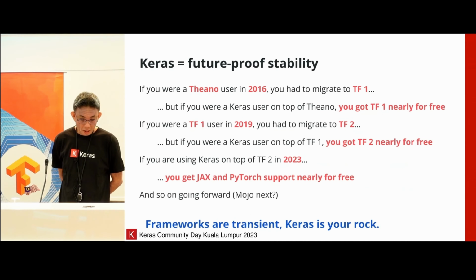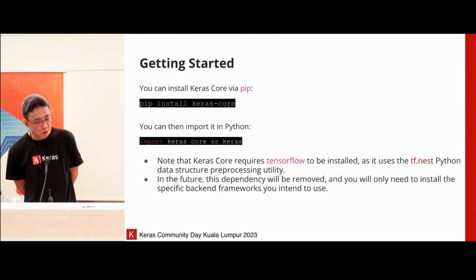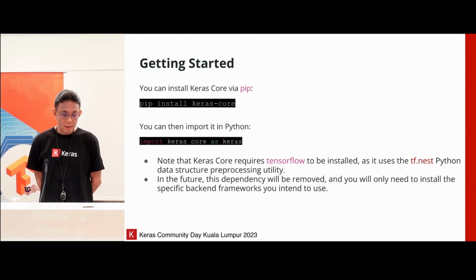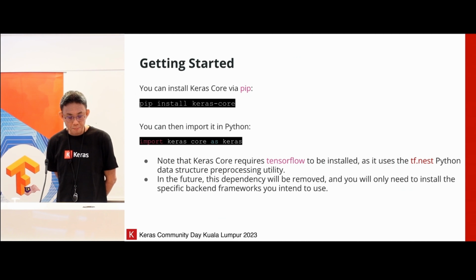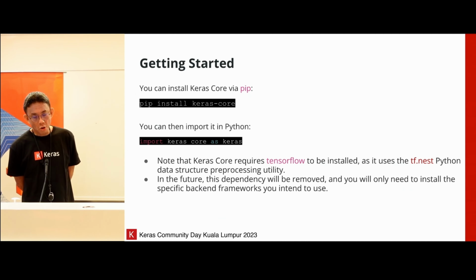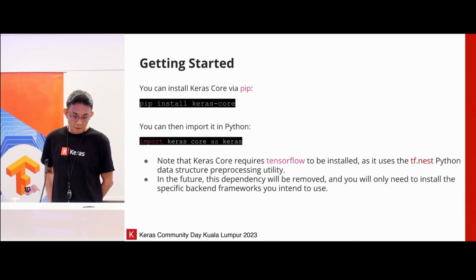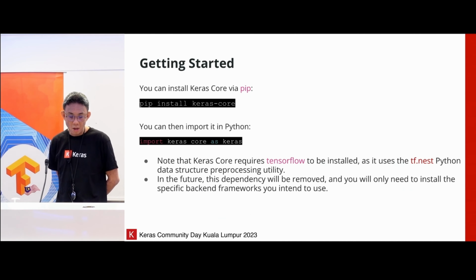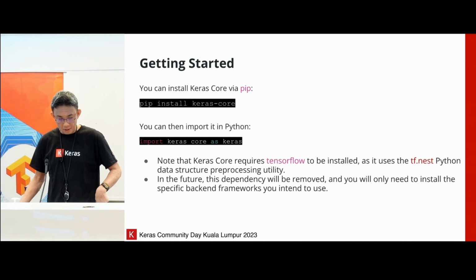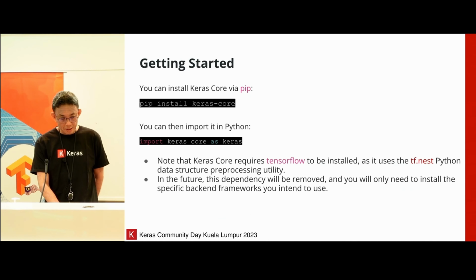So how to get started? Like I said, with Keras Core you just have to pip install keras-core. Then you can import Keras Core into your Python: import keras_core as keras. At this moment, if you use Keras Core, you still need one backend to be supported, so you have to install TensorFlow. Of course, in the future, the dependency will be removed, and you just need to define whichever specific backend framework you want to use.